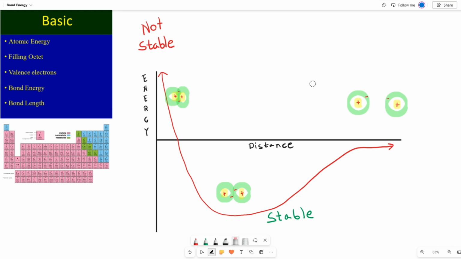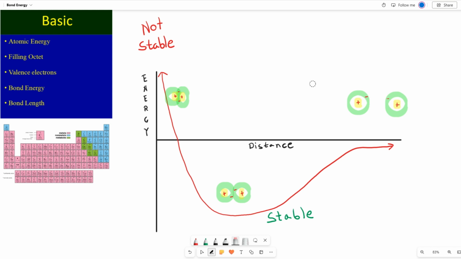And the major way in which atoms can lower their energy is by filling their octet. What that term means is that if atoms can get 8 electrons in their valence shell, it makes that atom very stable or very low in energy. That is the main reason why atoms bond with each other, to fill their octet. By filling their octet or filling their valence shell, they gain very low energy and they become very stable.